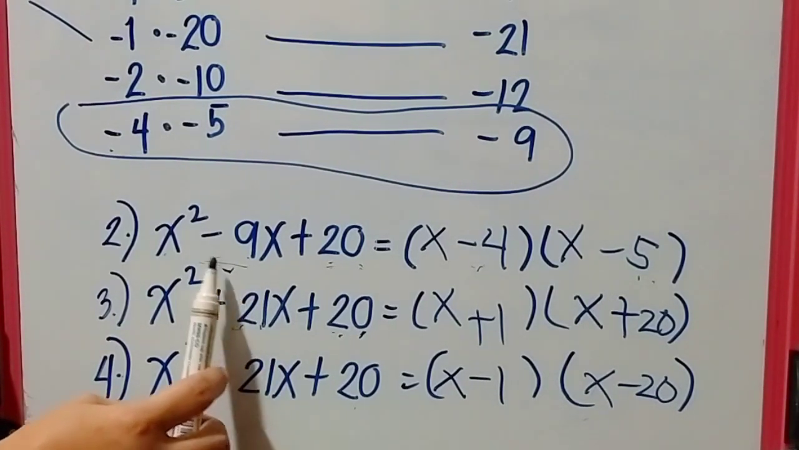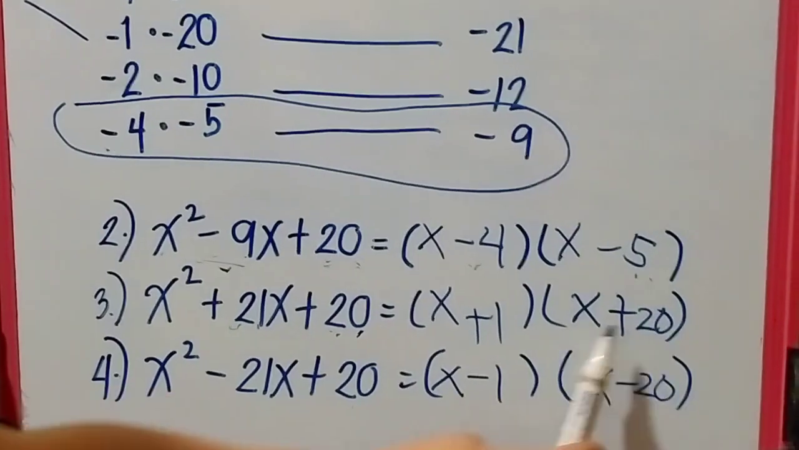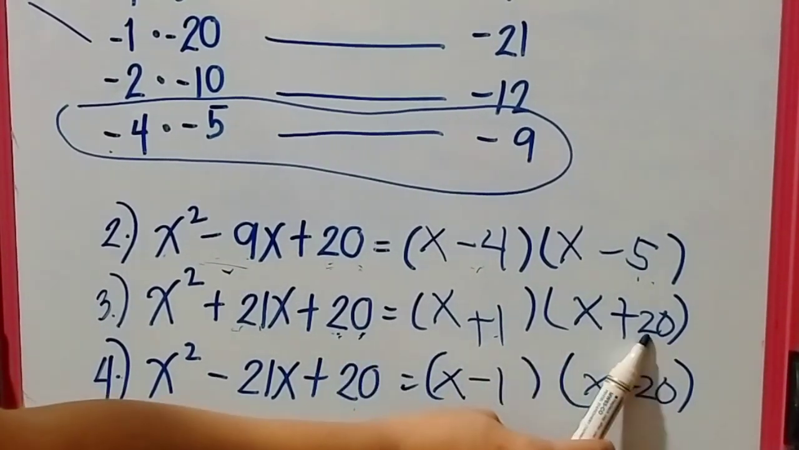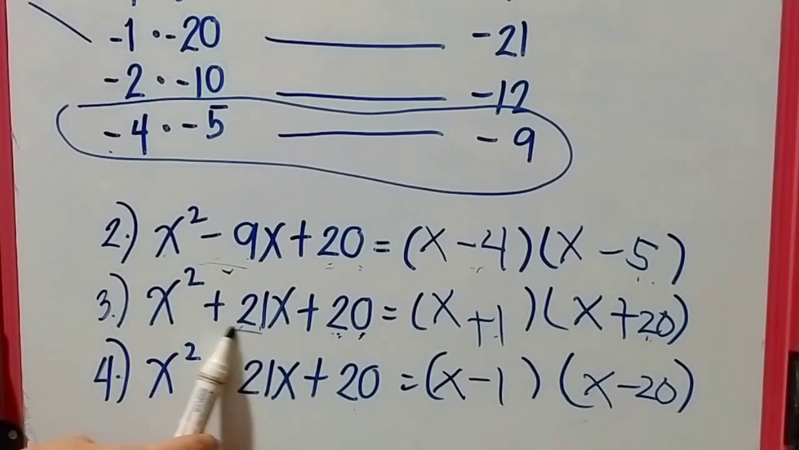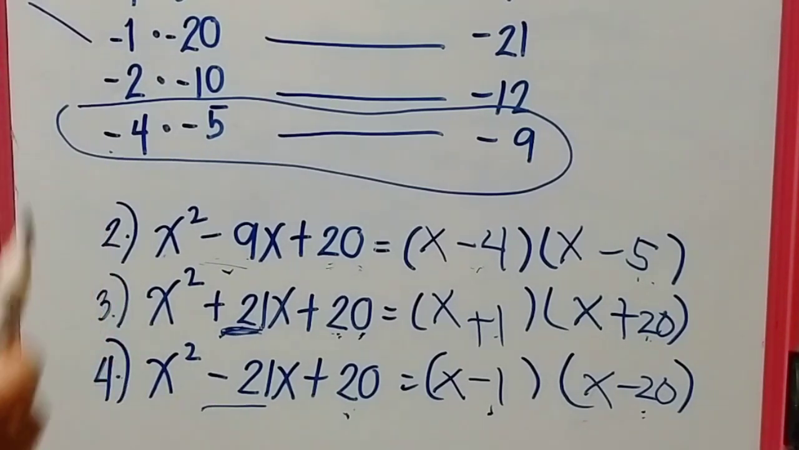So, see? Here, multiply 1 and 20. 1 times 20 will give us 20. And if we add 1 plus 20, that is the coefficient of the middle term, 21. So, same with the last example, negative 1 times negative 20 is positive 20. And if we add negative 1 plus negative 20, we have negative 21. Okay, that's how we factor a general quadratic trinomial.